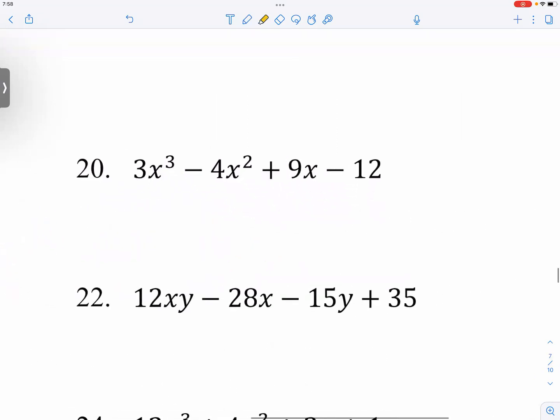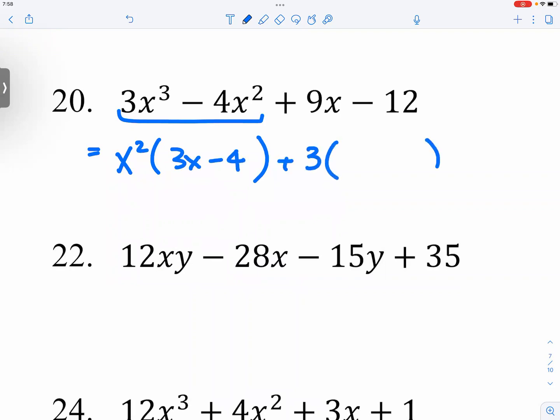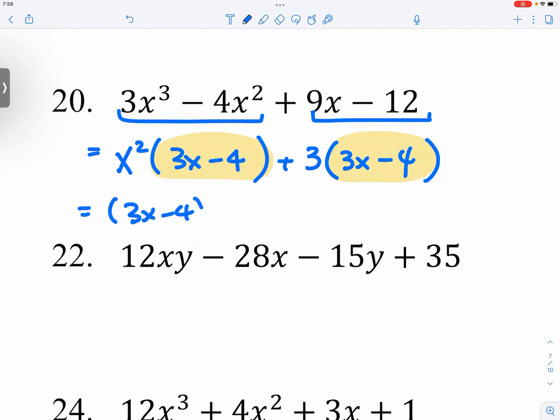All right, number 20. Okay, now if you are getting what's going on, you are more than welcome to move ahead. All right. So look at the first two terms. What's the same? We say x squared is the same, right? So 3x minus 4. And then the next one, it's taking out the 3. 3 is the same common factor. So you have 3x minus 4. Hey, can't you see something in common? You say, yeah. 3x minus 4 is common. So therefore, we will take it out. And then we have this factored.